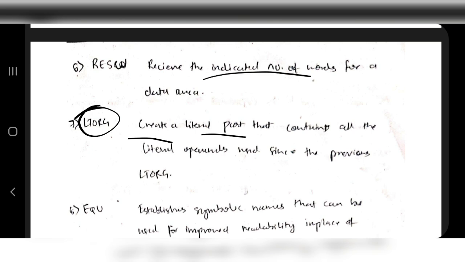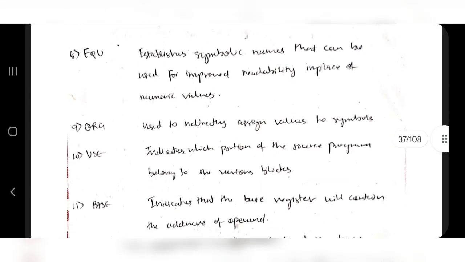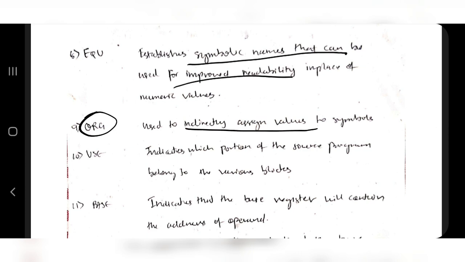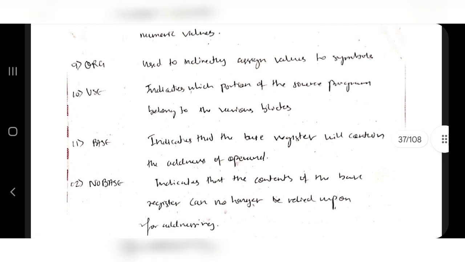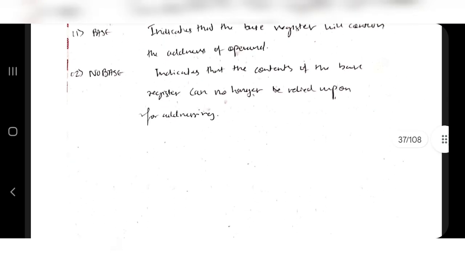LTORG creates a literal pool that contains all the literal operands since the previous LTORG. EQU is a symbolic name that is used for equating purposes, ORG is for the origin from where it is starting, and USE is used for the program blocks. BASE is for the base address. NOBASE indicates that the contents can be used immediately; it need not have a base address. Okay, so those are the assembler directives which you will be using in the program.